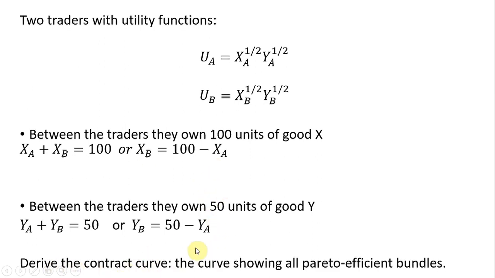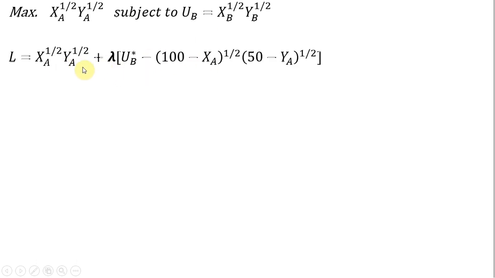So what we want to do is derive the contract curve. We're going to maximize person A's utility function subject to the constraint, which is going to be person B's utility function. So I'm going to set up the Lagrangian. Here's person A's utility function plus lambda multiplied by the constraint. So what do we have here in the brackets? We're maximizing person A's utility for a given level of person B's utility minus the following.